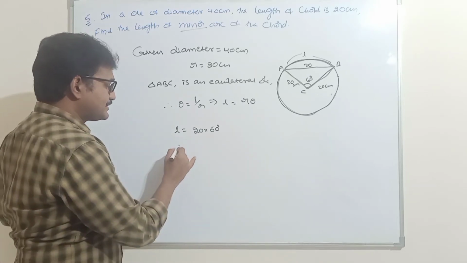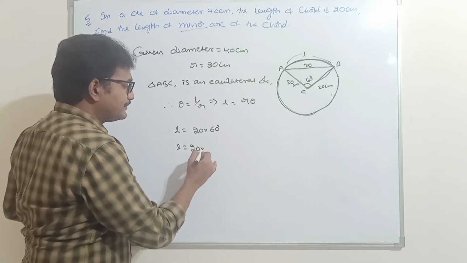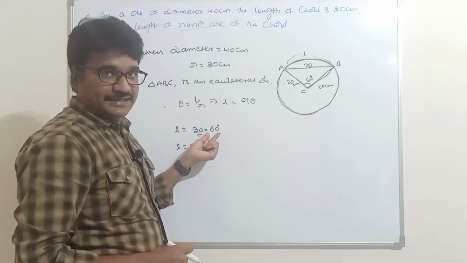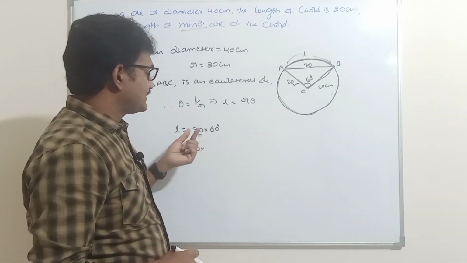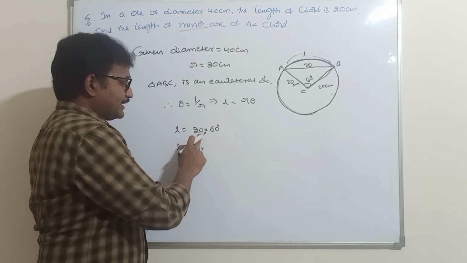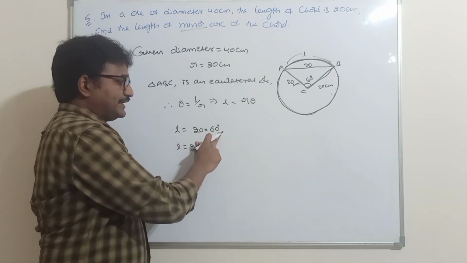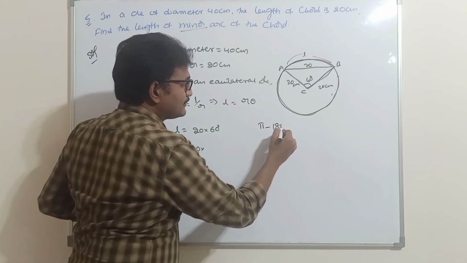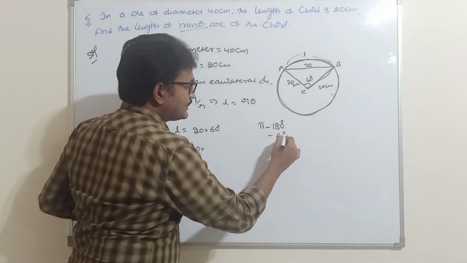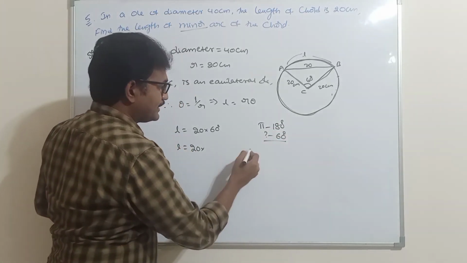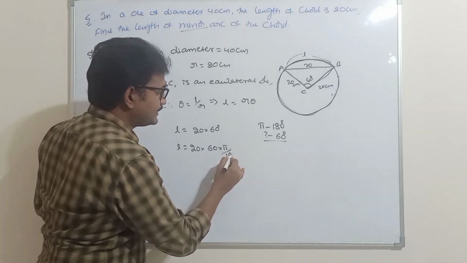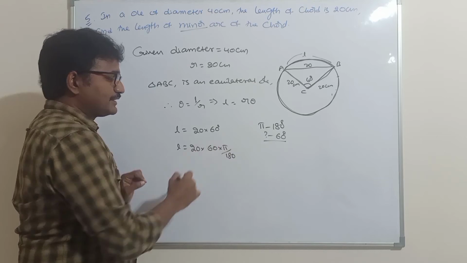60 degrees. L is equal to 20 into... this is 20 centimeters, which is a real number. This is 60 degrees, which is in degrees. So convert these degrees into radians. We know that pi radians is equal to 180 degrees. Then 60 degrees is equal to how many radians? 60 into pi by 180. Now this is in radians.